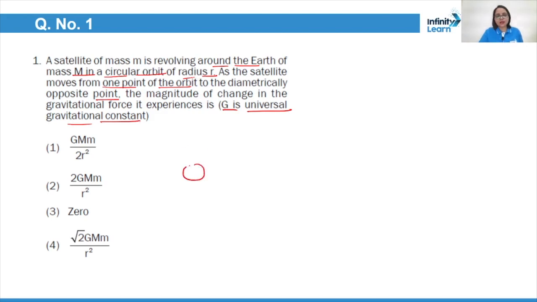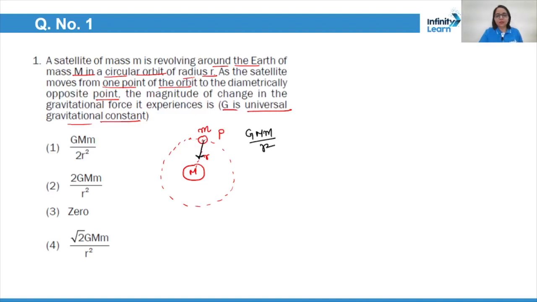So let's say Earth is here of mass capital M. This is the circular orbit in which the satellite is revolving around the Earth of mass small m, and r is the separation between them. Then, if satellite is over here at point P, the force of gravity between Earth and the satellite will be in this direction towards the center of the Earth, and it will be GMm divided by r square.